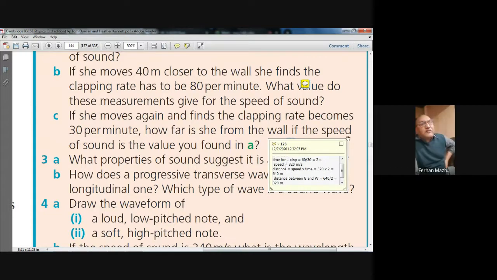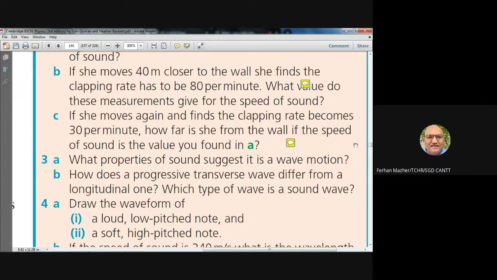Do you understand this numerical? How far is she from the wall if the speed of the sound is the value you obtained? Do you understand? You see how he played with you, trying to confuse you.